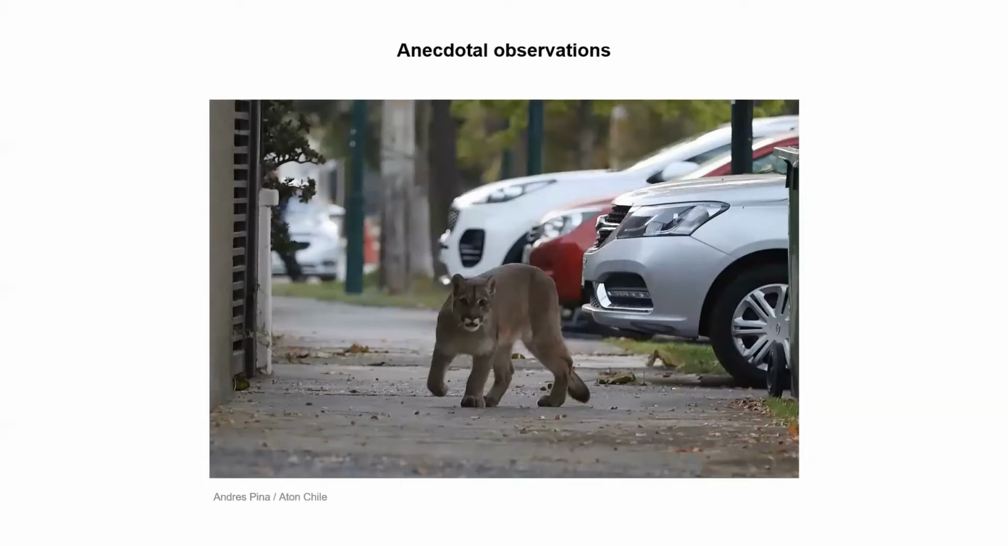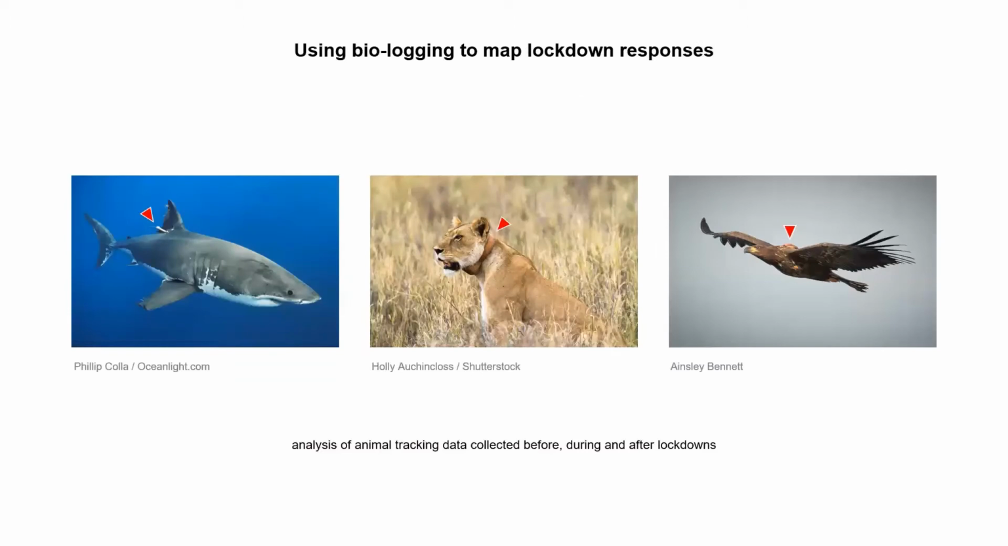And we've all seen photos like this, anecdotal reports of animals showing up in unusual places during the first hard lockdown in April, May 2020. But of course, we are not interested in anecdotes. We want to quantify these effects. So the idea was born to use biologging to measure wildlife responses to these lockdowns and to analyze animal tracking data that had been collected before, during, and after lockdowns.